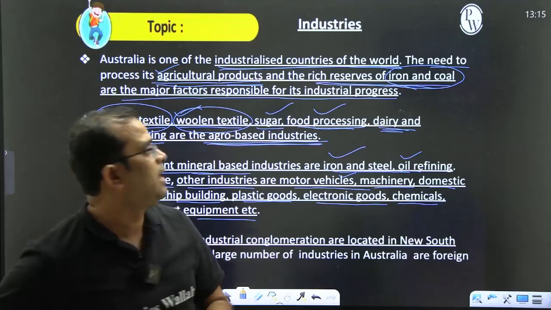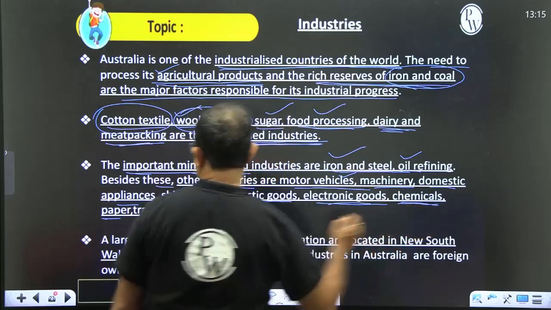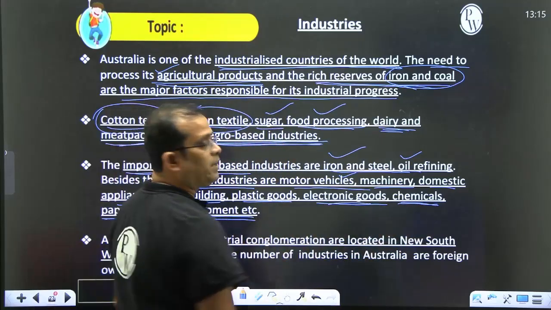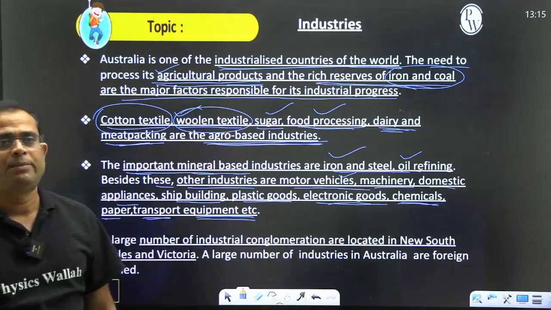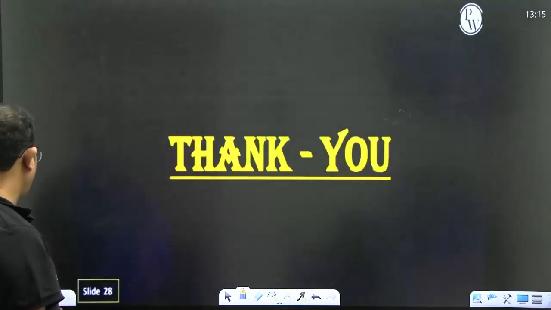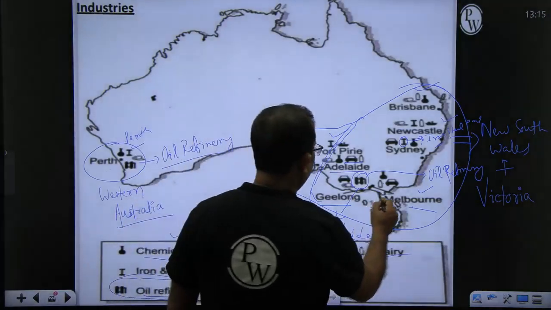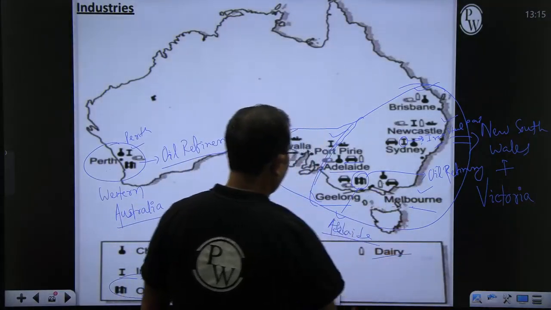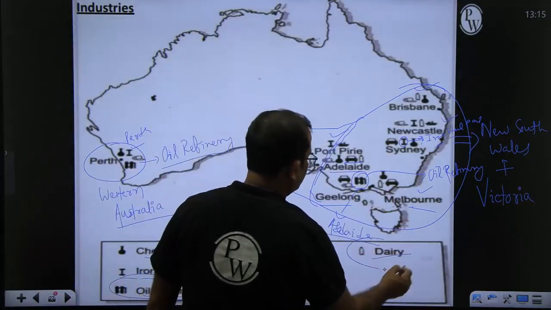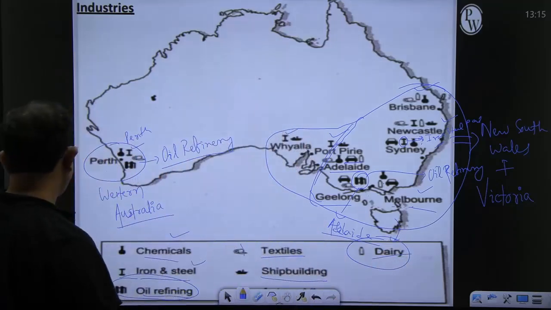Australia is leading in semiconductors. Electronic goods, chemicals, paper, transport and equipment. Also, Australia is leading in semiconductors, as you can see here. And Tasmania is also a leading producer of dairy, right?